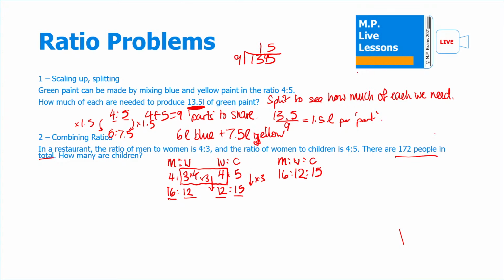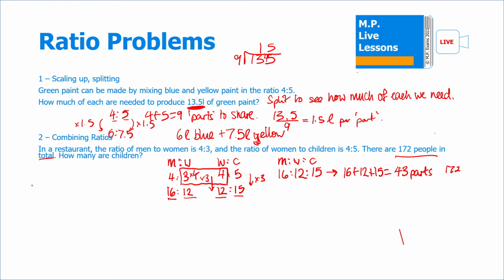And what we can do is that same splitting method again. So we find out the number of parts here. And what we get is 43 parts. And we see how many people per part there are. So 172.